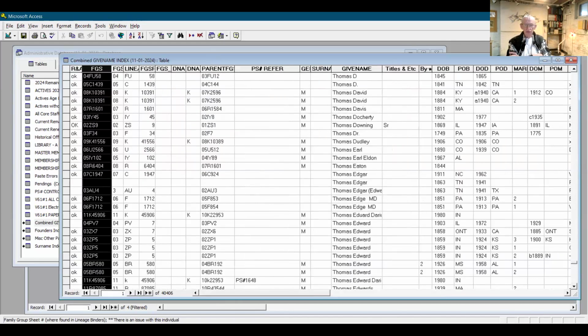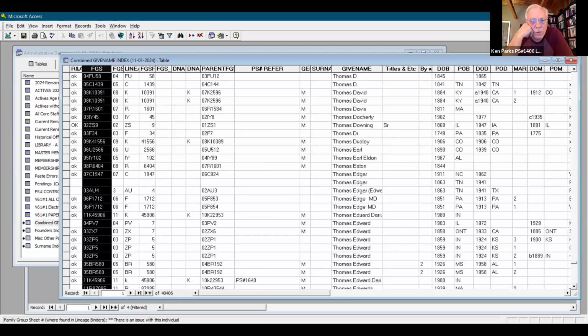Well, if that's so, it would still be in Access at that point, correct? Yes, but we can always export that to an Excel file. Ah, that's where I was going. Yes, that could be exported.